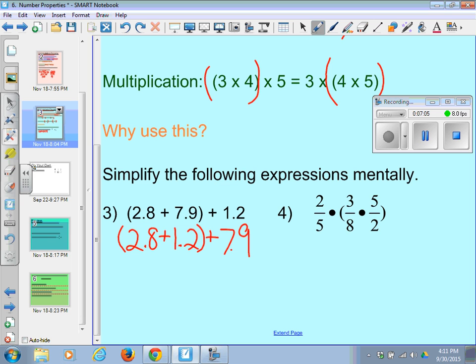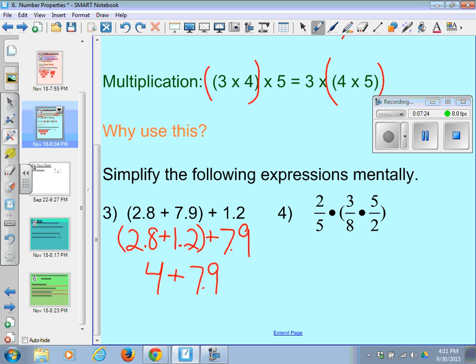Plus our 7.9. Here, we would have 4, 2.8 plus 1.2. We can do that in our head. That would give us 4 plus 7.9. And we can solve the rest out if we'd like. But we used our property.